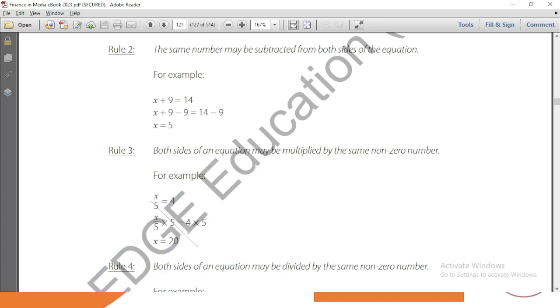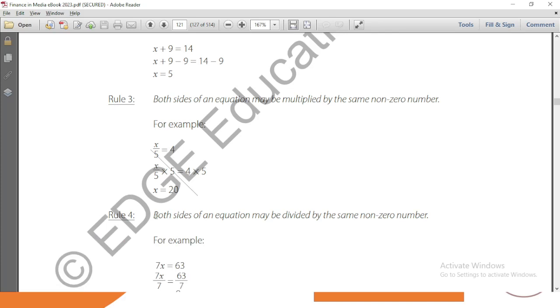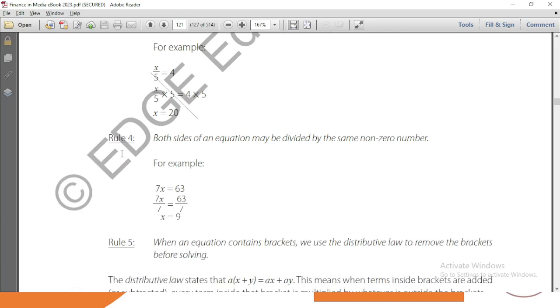And from there, on the other side we have 4 multiplied by 5. When we calculate that, it's 20. So x equals 20. That's using multiplication to cancel the division. So that's rule number 3. And you can prove it by saying 20 divided by 5 equals 4. Then we're going to move forward to rule number 4.